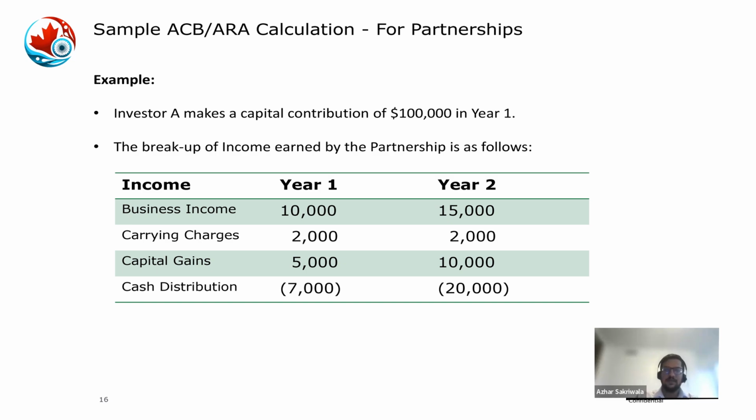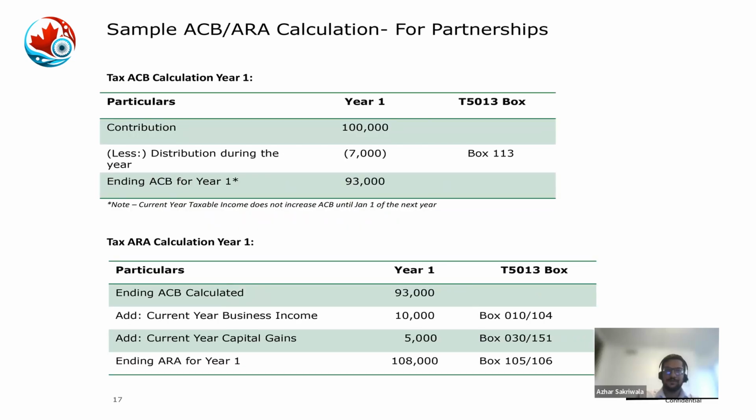Carrying charges basically means all interest expense or other expenses incurred by the partnership. So for the first year, it was $2,000, which is standard for both the years. The partnership also earned capital gains income of $5,000 for the year and 10,000 in year two. And the cash distribution means the amount which was distributed or withdrawn by the partners from the partnership. So that is around $7,000 for the first year and $20,000 for year two.